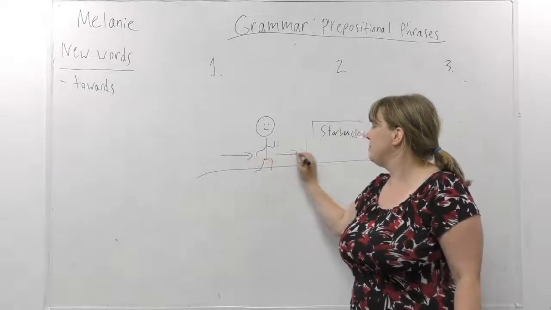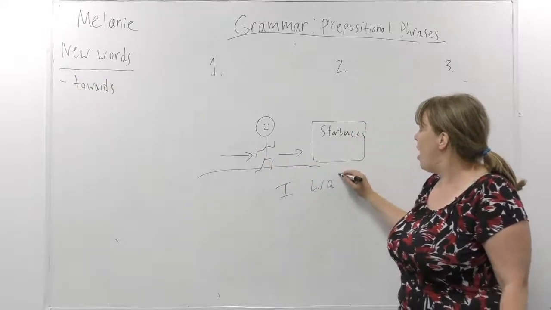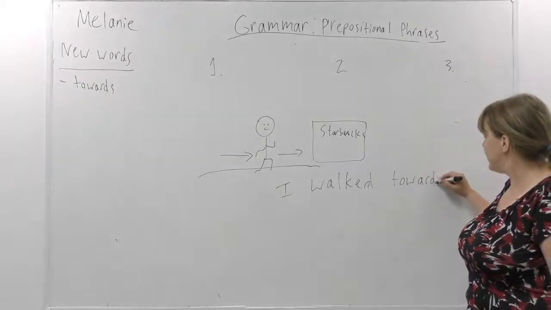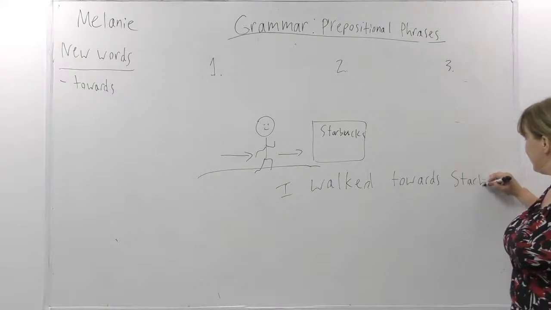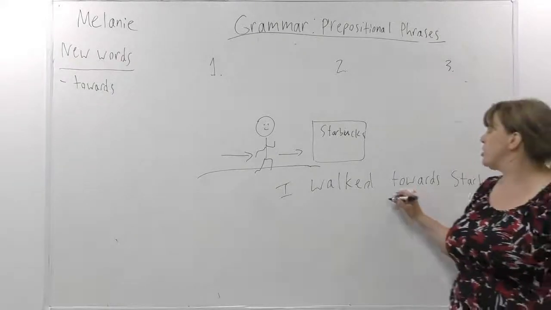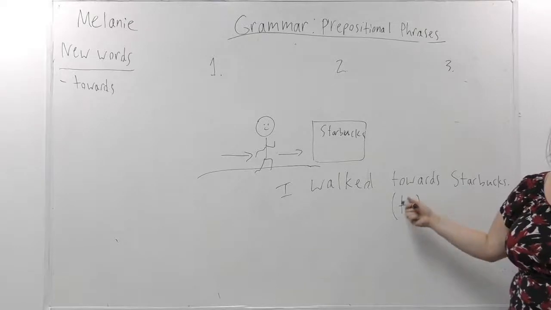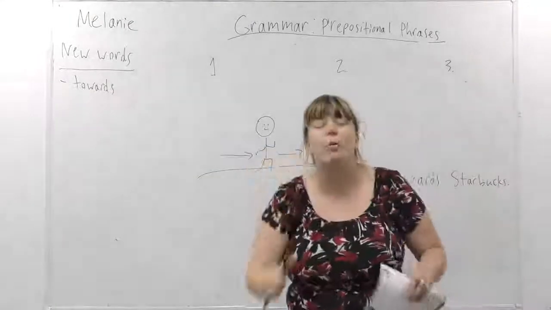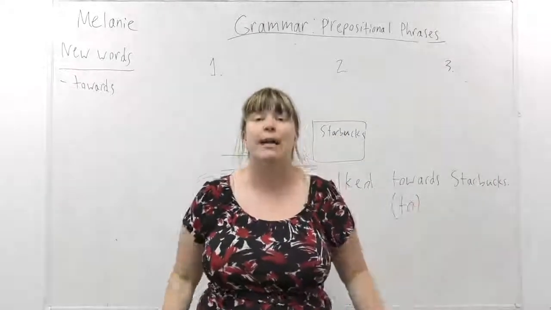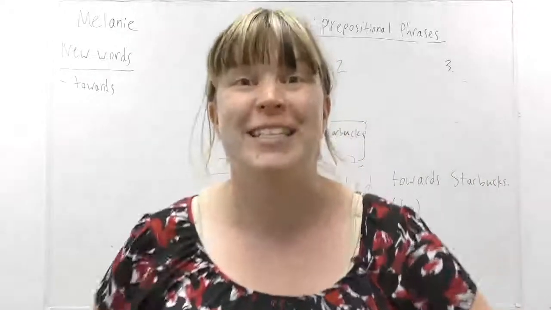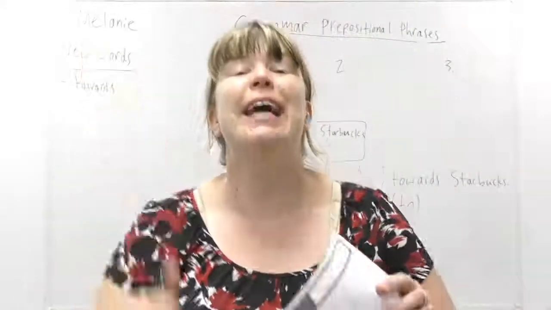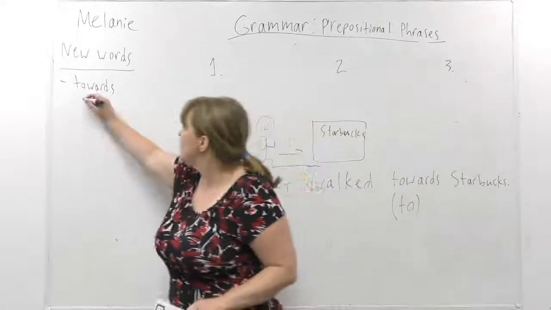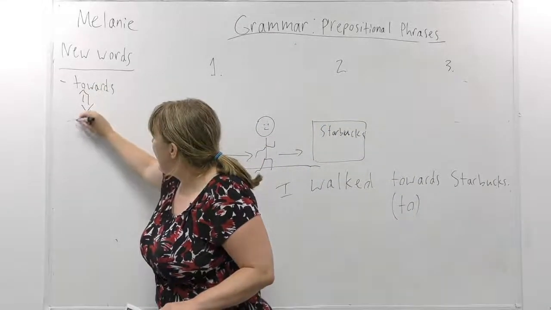So I walked, looks like I'm running, but let's just pretend I'm walking. I walked towards Starbucks. Okay, so this is similar to the preposition to. You are going towards, like you're going in a direction. So for example, right now, I am walking towards the camera. Now I'm walking away from the camera. So the opposite of towards is away.